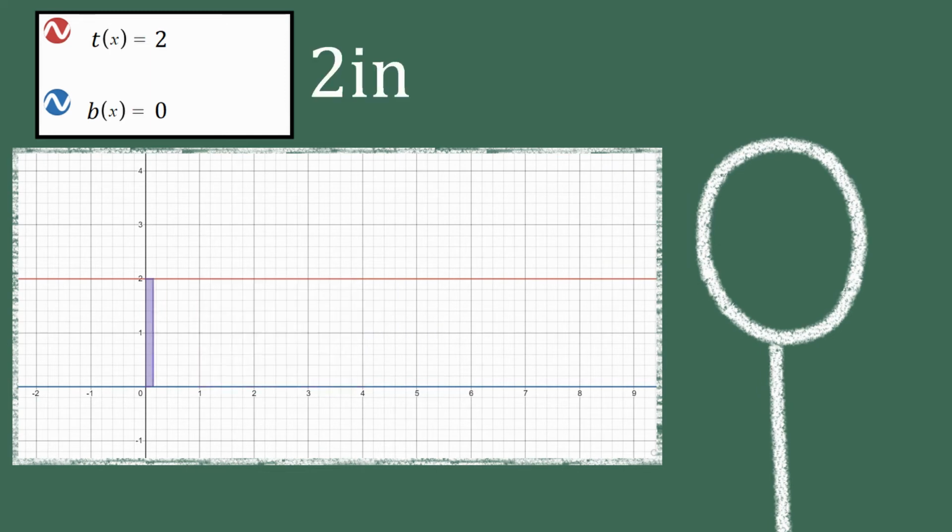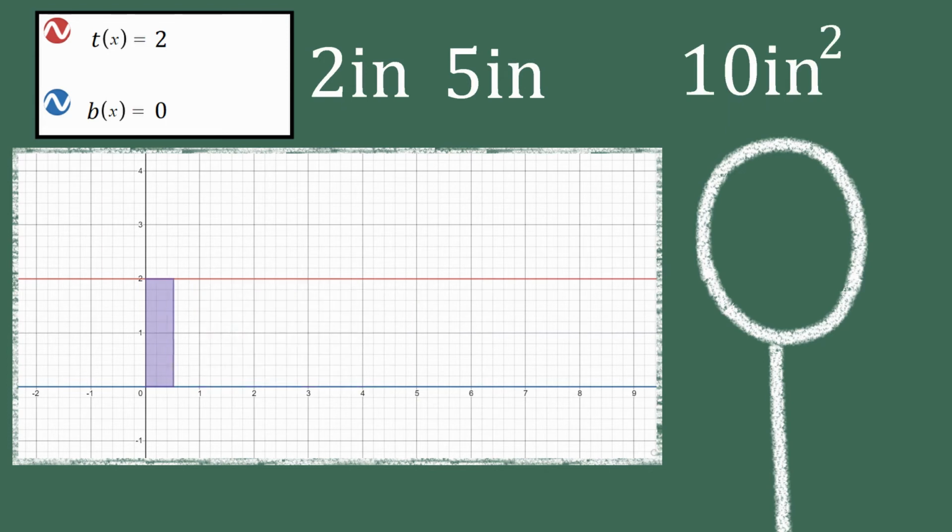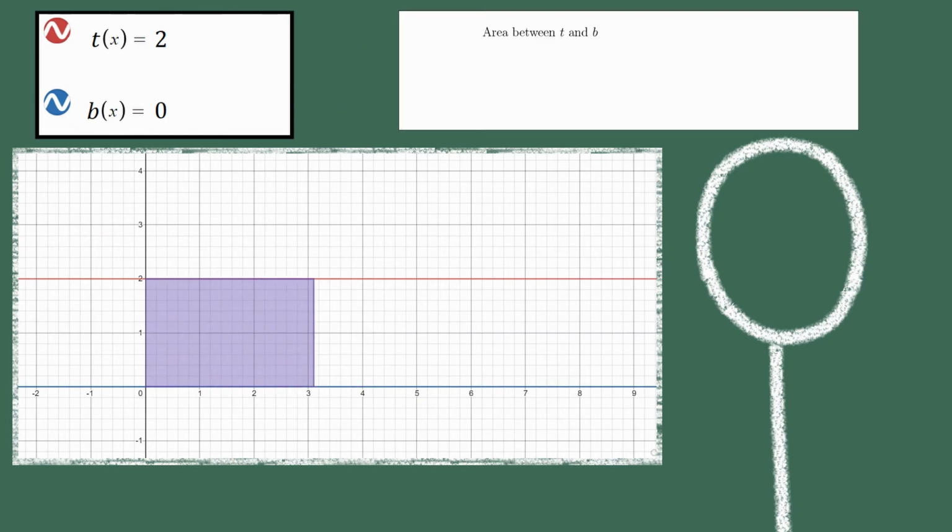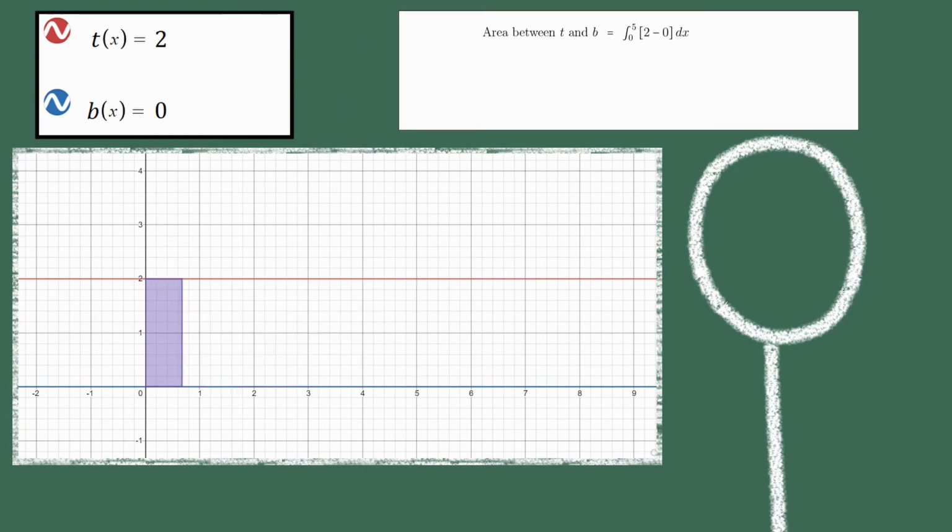It was also the case that the area of this rectangle we drew was 2 times 5 inches squared, or 10 inches squared. What this number really is, is the integral from 0 to 5 of 2 dx, which is equal to 2x evaluated from 0 to 5, or rather 2 times 5 minus 2 times 0, or 10 inches squared.